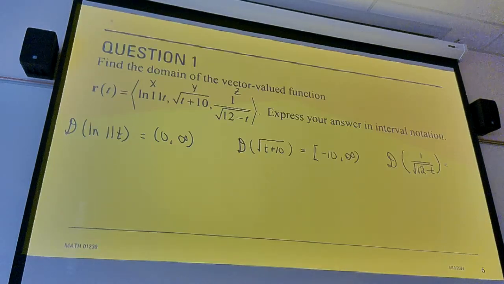Negative infinity to 12 with parentheses, and another set of parentheses 12 to infinity. Oh, you can't go to 12, so 12 gets a bracket. Self brackets, negative infinity to 12. Yep, that's it.